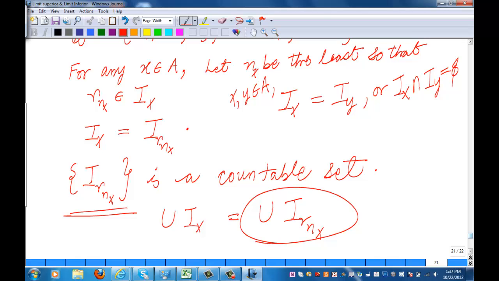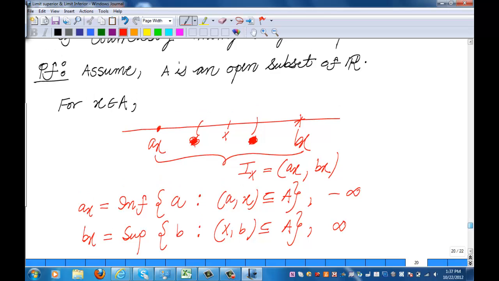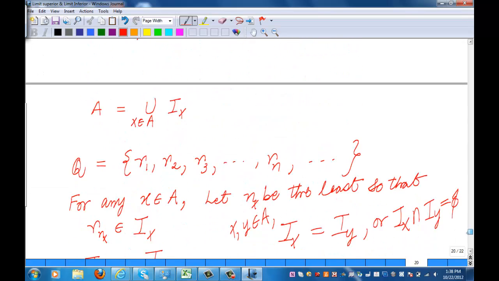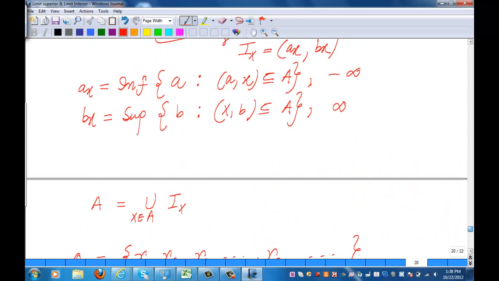So you see, the part to show that A is the union of open intervals is easy. For any x, you just take the largest interval inside of A containing x, and then this Ix will cover all of A. So it's easy to write A as a union of open intervals. The question is, how do you write it as a union of countably many disjoint intervals? Okay? And to do that, what we said is the following.